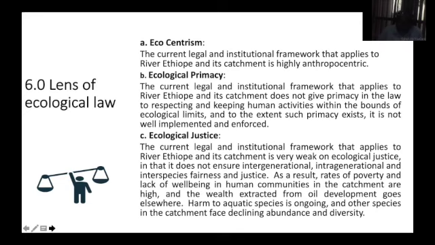Ecological justice: the current legal and institutional framework that applies to the river and its catchment is very weak on ecological justice, in that it does not ensure intergenerational, intragenerational, and interspecies fairness and justice. As a result, rates of poverty and lack of well-being in the human community in the catchment are high, and the wealth extracted from oil development goes elsewhere. Harm to aquatic species is ongoing, and other species in the catchment face declining abundance and diversity.